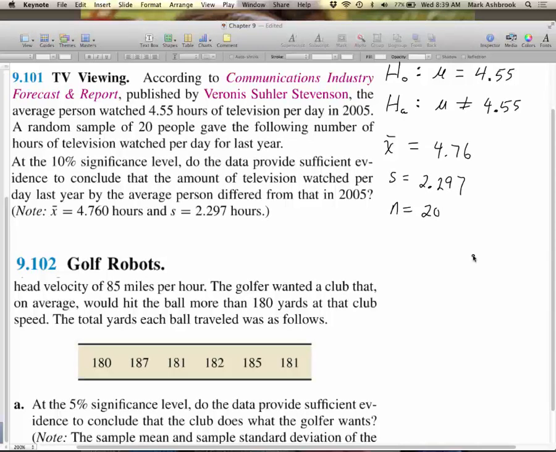So is this going to be a z-test or a t-test? We're going to use t. We don't have the standard deviation of the population, but we can calculate it for the sample. So now you're going to get a t. And remember, the t is going to be the same thing. It's going to be 4.76 minus 4.55 over 2.297 divided by the square root of 20. As soon as someone gets that, tell me what it is. 0.41.